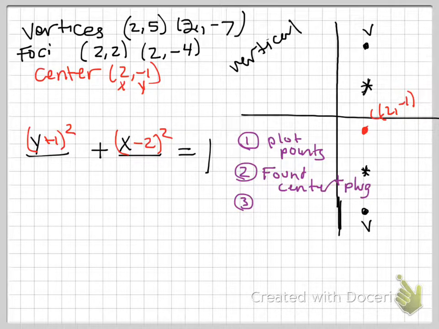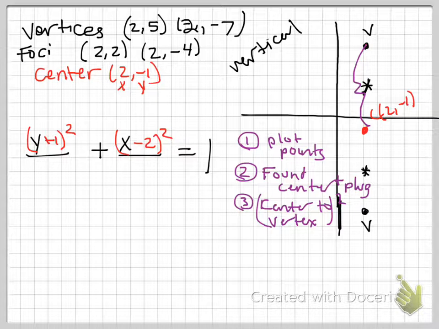The third thing we're going to do is find the distance from center to vertex, and we're going to square that number. In this instance it goes up because we have a vertical ellipse, so we're going to count that distance, which is 1, 2, 3, 4, 5, 6 units. So that distance is 6. Because that's a vertical distance, it's going to go under my y. So 6 squared is 36.